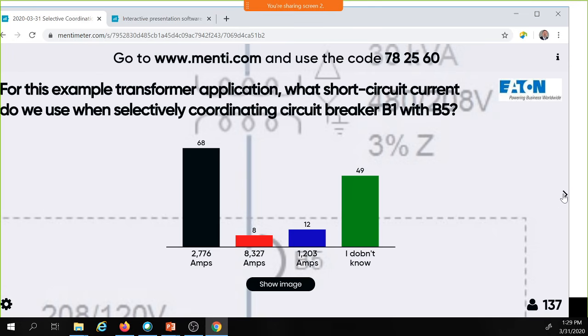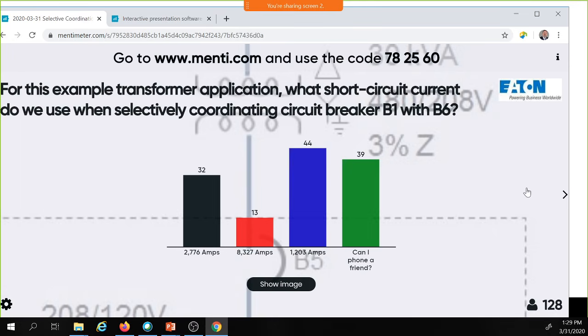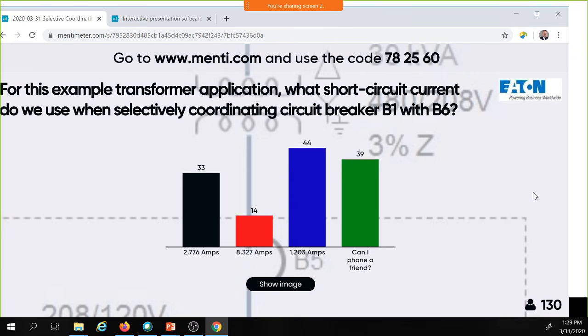Drum roll, please. I need audible. I need somebody who knows how to do the audible stuff. I'm going to need one of those little clickers that gives me audible. 32 said 2776. 13 said 8,327. 44 said 1203. And 39 said, can I phone a friend? No, you cannot phone a friend. Sorry about that. You're stuck with me and those on the chat session, which I haven't been looking at, but I'm going to look at it after this question. Thank God I'm not looking at chat.